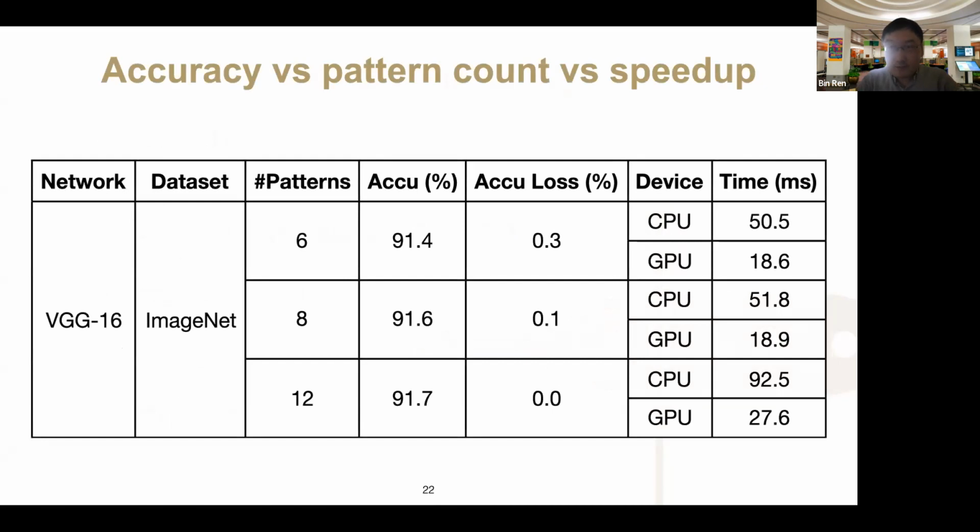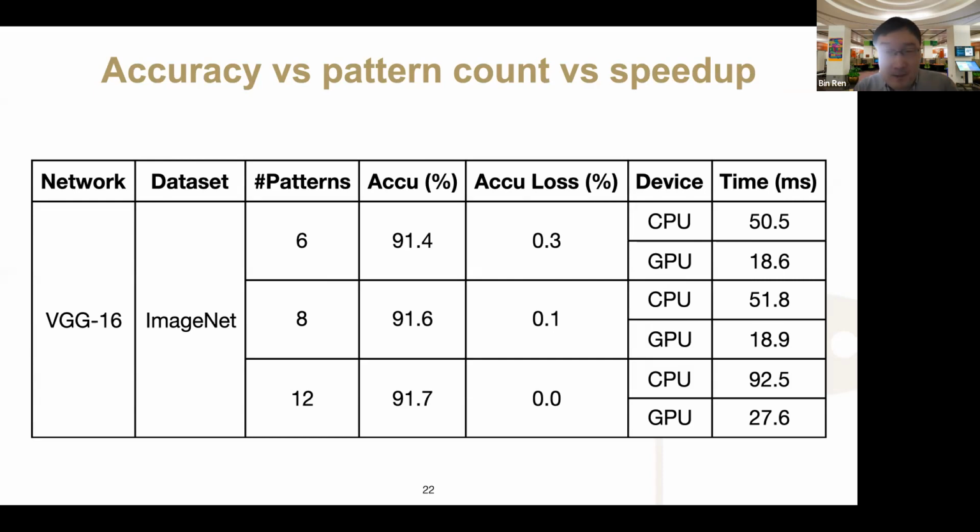And at first, let's look at a very interesting result about the relationship between the speed and the accuracy in terms of the pattern count. In other words, we are going to study the impact of the pattern count on both the execution speed and accuracy. So if we select fewer patterns, for example, for VGG16, if we select 6 patterns, we have better computation regularity. So we are going to achieve better execution performance.